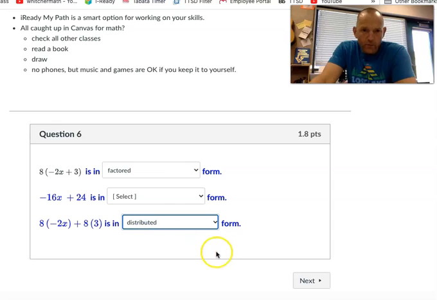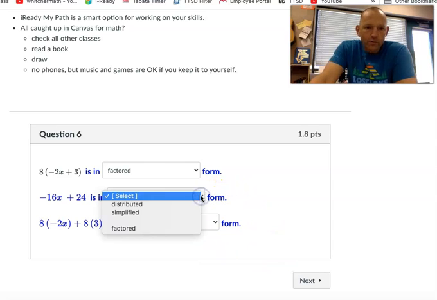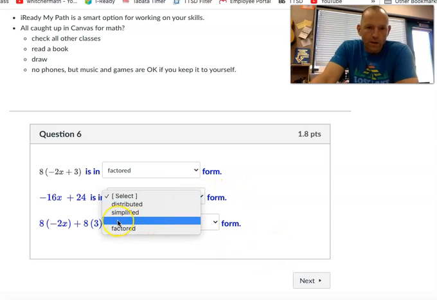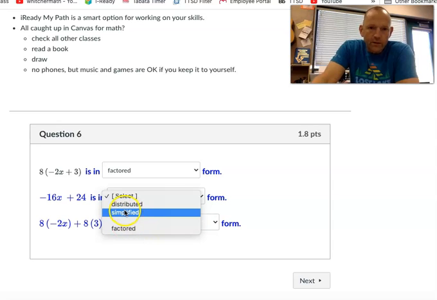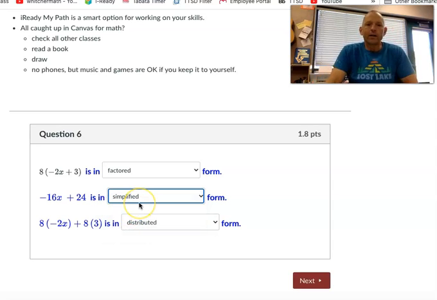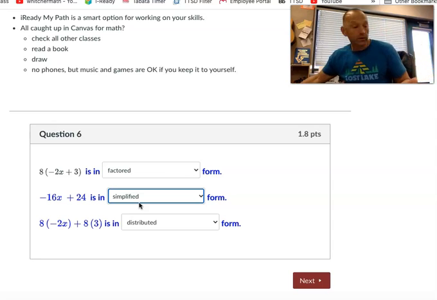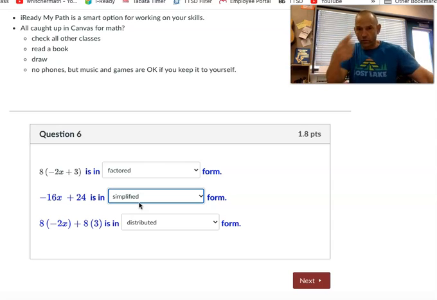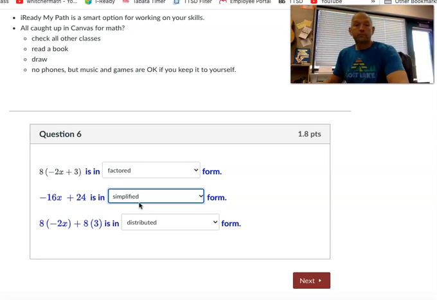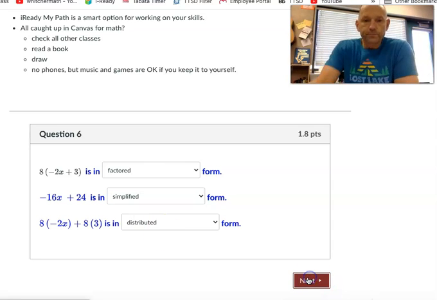So distributed form. And then of our choices, ooh, there's a blank one, don't choose that. This is simplified. Simplified for us in this class in 7th grade for this standard simply means there are no parentheses there. So we can visually recognize simplified form. Next.